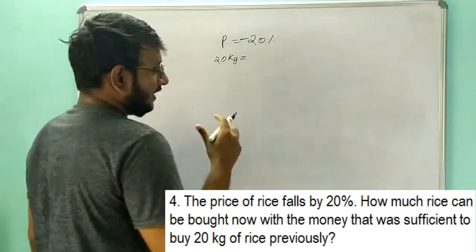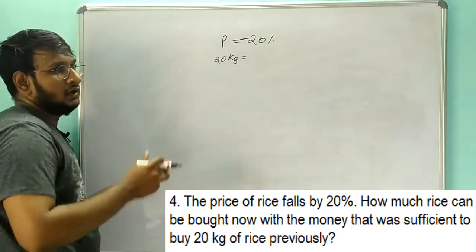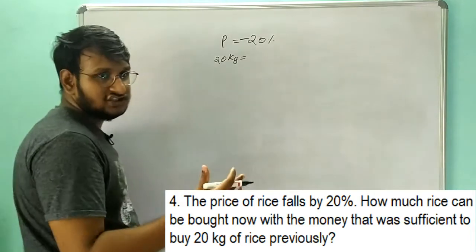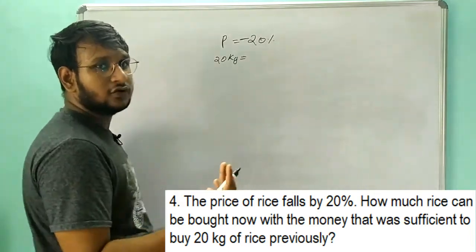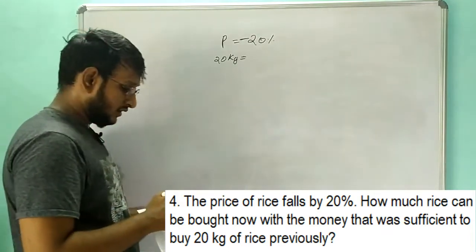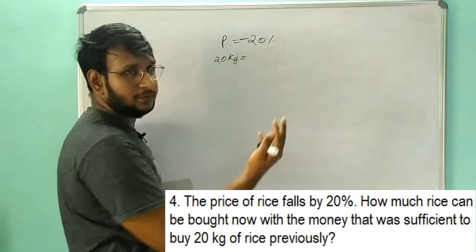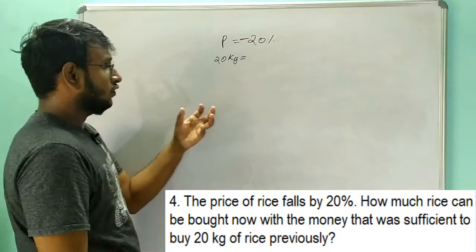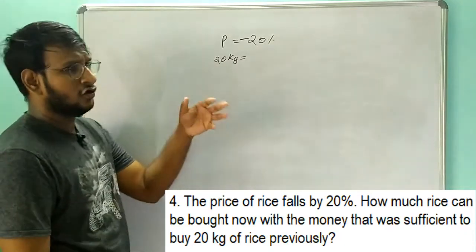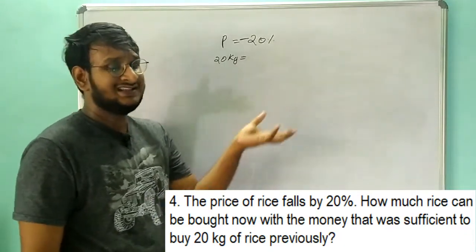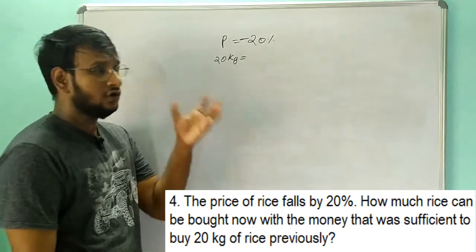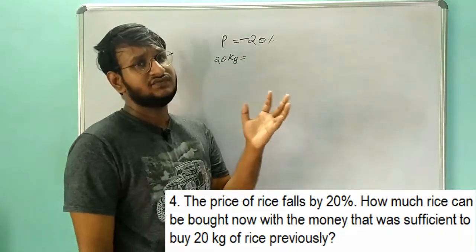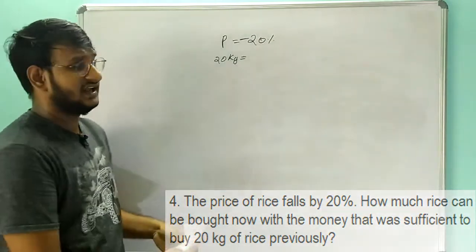So previously we might have bought 20 kg of rice for 100 rupees. Now the price got down by 20%, so we will be having some extra amount, right? So we will be buying 20 kg for around 80 rupees, and there will be 20 rupees remaining. So in that 20 rupees, how many kgs can we buy more? That is the question they are asking.